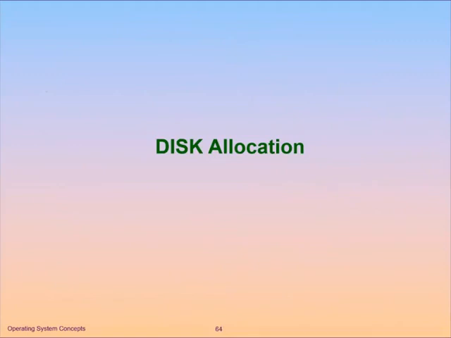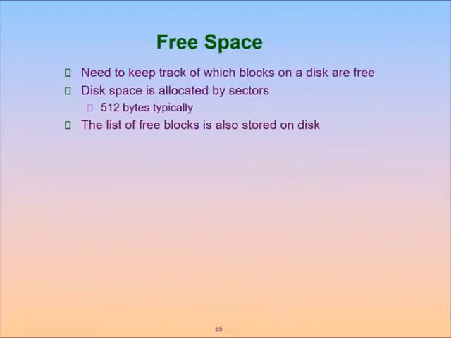So let's have a look at disk allocation. Now, when we are talking about disk allocation, the first thing we need is where is the free space? We have to keep track of which blocks are free on the disk where our file will get stored, right? So again, the operating system comes into the picture. It is the duty of the operating system to maintain all this information. Now let's see how the operating system will do this.